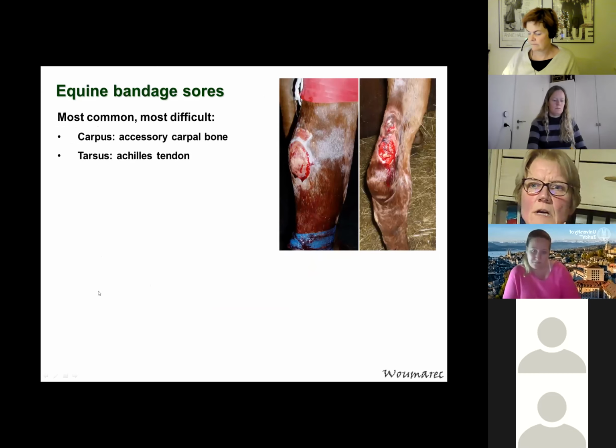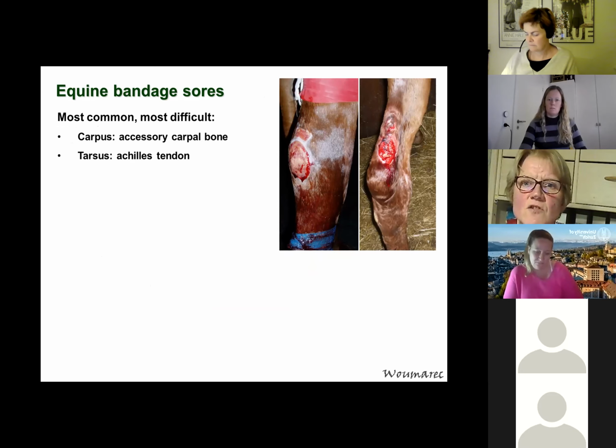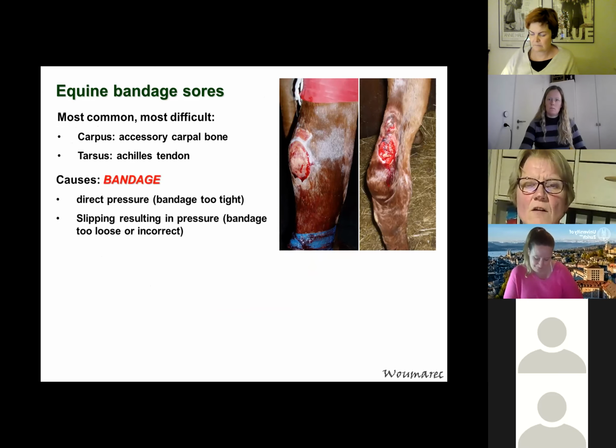Well, I would elaborate a bit more about the most common sores on the carpus and the tarsus. That was the request for tonight. These pressure sores on both locations are almost always caused by the bandage. The bandage gives direct pressure on these sites because the bandage has been too tight, or because the bandage has slipped, and that results in pressure. So in those cases the bandage has been too loose or not correctly applied.